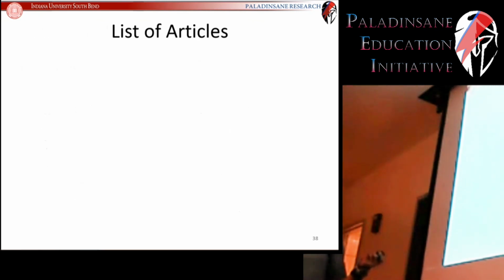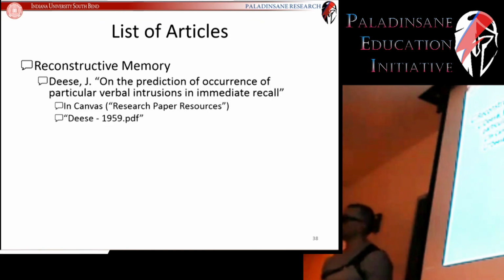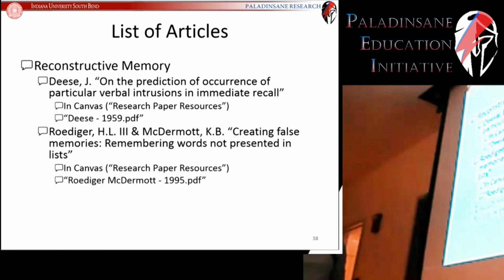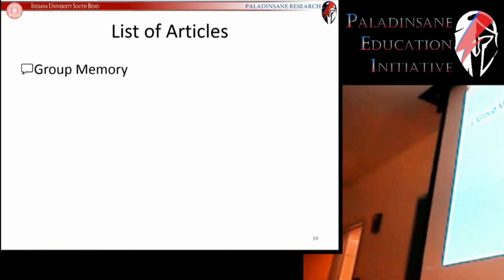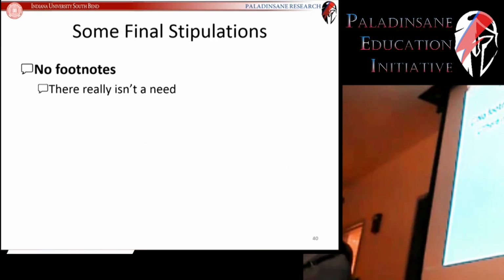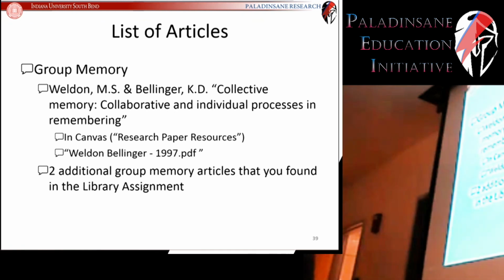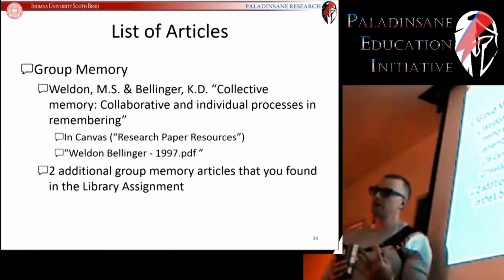All right, so other reminders. For your list of articles, make sure that you are using the articles that you found in your library assignment. So make sure that you're using the approved articles, so you do not get to switch for this final research paper. So everybody's going to be using these. Everybody's going to be using Roediger and McDermott, and then that one additional article that you got approved in your library assignment. And then for group memory, everybody is going to have Weldon and Bellinger, plus 2 additional articles that you found in your library assignment. All right, so make sure you got those articles in there. All 6 of them need to be cited. All 6 of them need to find their way into the reference section.